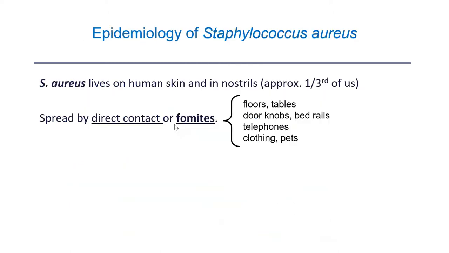So the epidemiology of it, I mentioned before that it's a transient part of our flora. So about 1/3 of us, 1/4 of us have it on us.